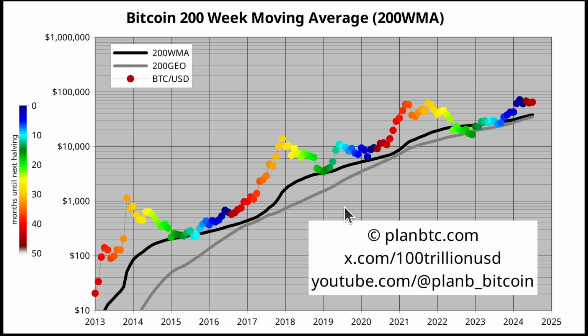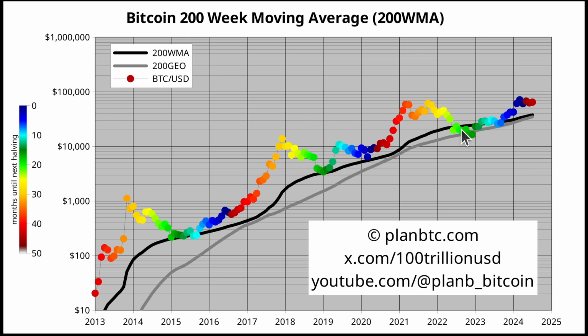So notice that this 200-week moving average was a support line in the 2014 and 15 bear market. It bounced from the 200-week moving average up into the next bull market. Then it was support again in the 2018-19 bear market.